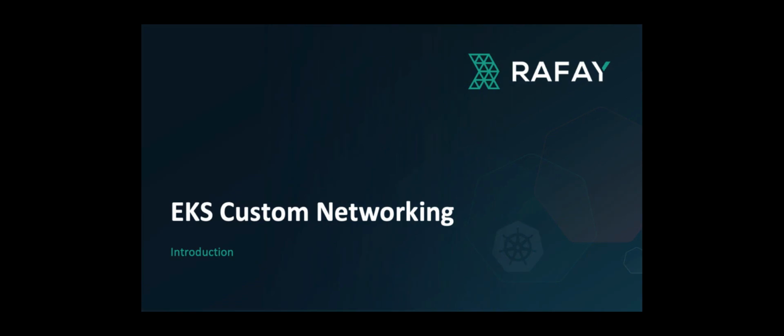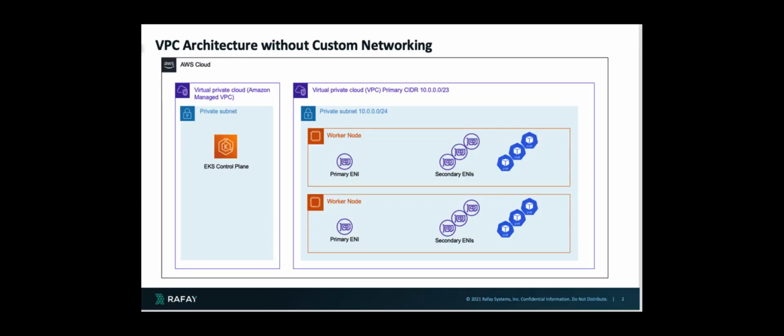In this video, we'll take a quick look at the VPC architecture with and without custom networking, some of the challenges customers are facing, and why they choose to implement custom networking. We'll follow it up with a quick demo on how Rafay manages the lifecycle for these EKS clusters running custom networking. Let's start by taking a quick look at the VPC architecture without custom networking.